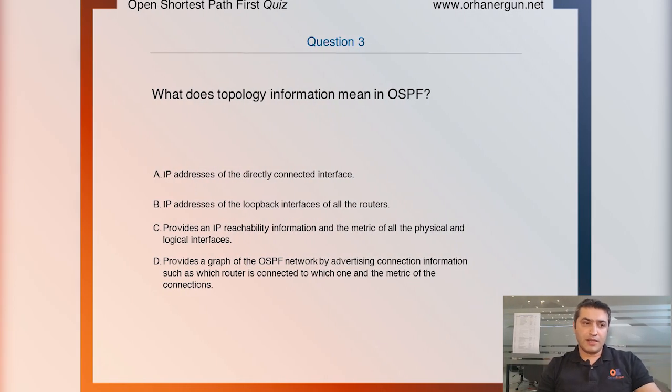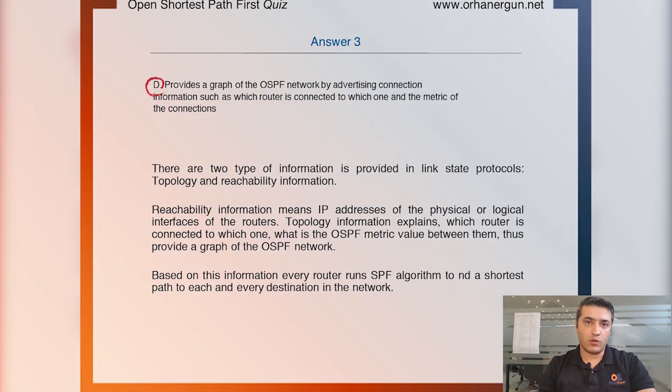Question 3. What does topology information mean in OSPF? We talked about it. We have two different kinds of information, reachability information and topology information. What is topology information, the question is asking. It says IP address of the directly connected interface. No. Topology means which router is connected to which other. So the SPF, shortest path first algorithm, can use this information to create a graph for us. IP address of the loopback interface, no, not the IP address. These are reachability information. Option C provides IP reachability information and the metric of all the physical and logical interfaces.